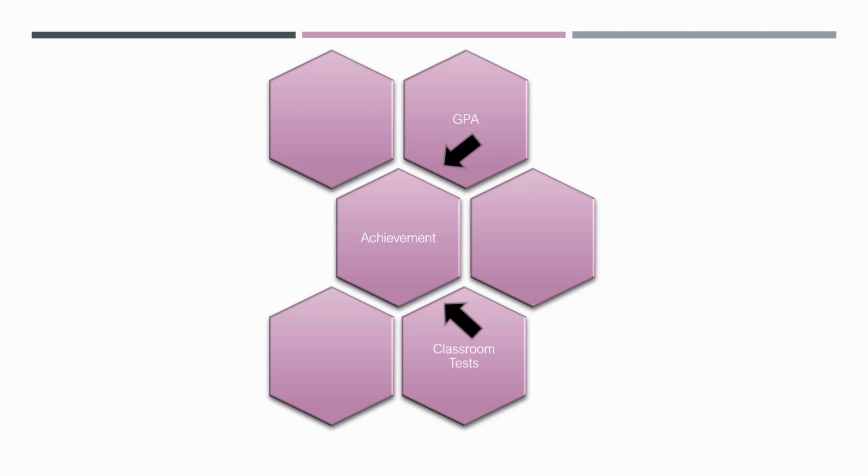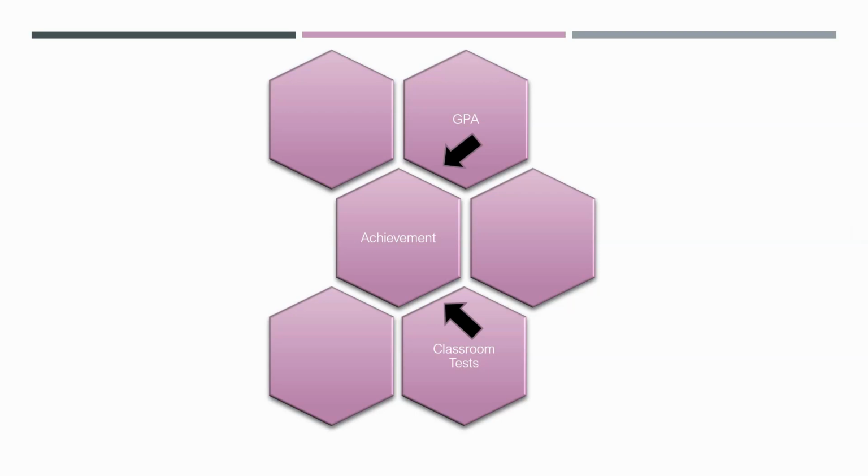By what instruments or indices are we trying to assess this construct of achievement? Well, the two examples that I have here are, first of all, GPA. So maybe we think that achievement should be assessed by one's GPA score. Another way that we can try and tap into this construct of achievement is by assessing one's classroom tests.